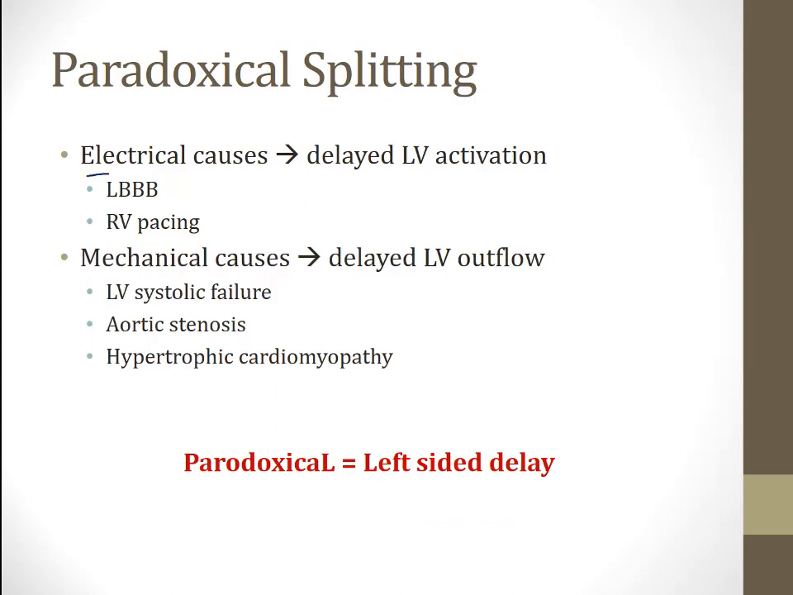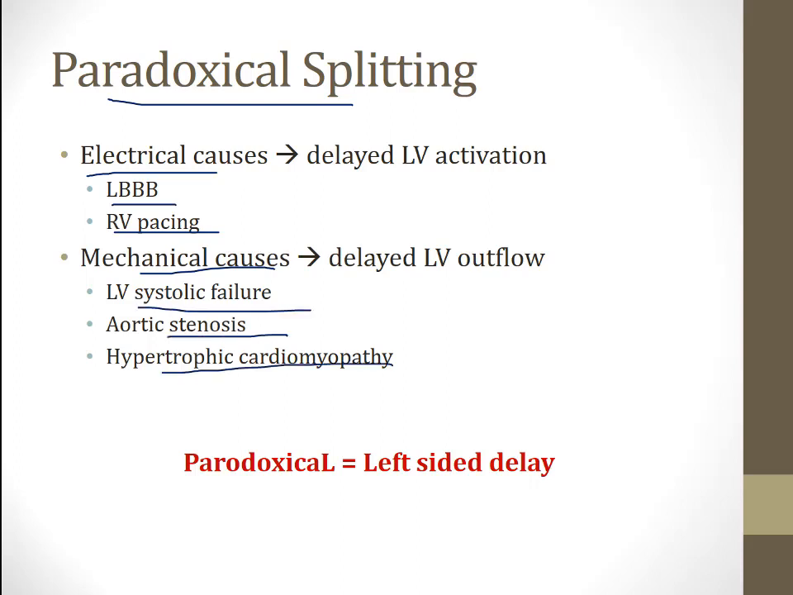Well, first of all, there are electrical causes. If a patient has a left bundle branch block or a pacemaker, which paces the left ventricle from the right ventricle, this will cause delayed closure of the aortic valve, and that can cause paradoxical splitting. There are also mechanical causes. These are processes that delay blood flow out of the left ventricle and therefore delay the closure of the aortic valve. This includes systolic heart failure, aortic stenosis, and hypertrophic cardiomyopathy.